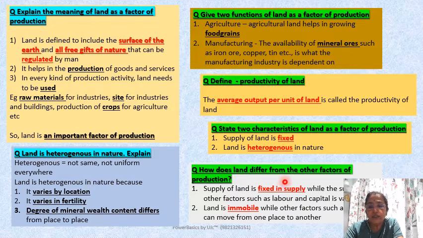How does land differ from the other factors of production? Very important. The supply of land is fixed, while the supply of other factors of production, so the labor and capital, is variable. You can change it. Land is immobile. It can't move. While the other factors of production, like labor, for example, can move from one place to another. Money can be carried from one place to another. But land is immobile and fixed in supply.